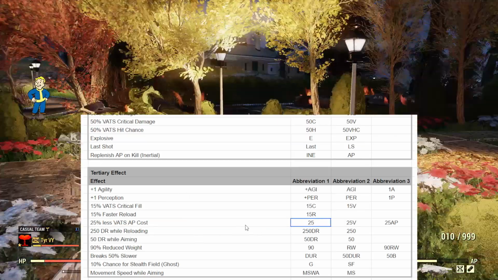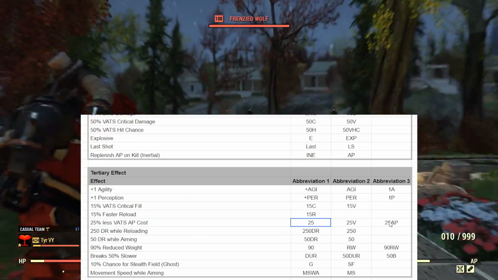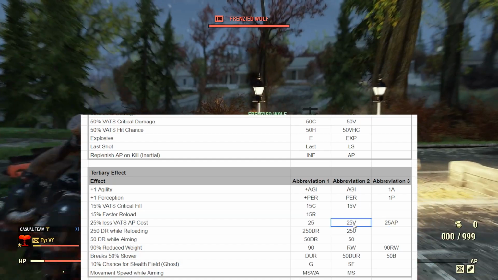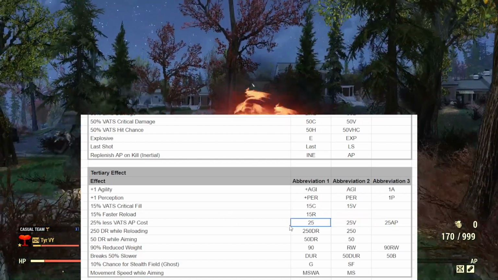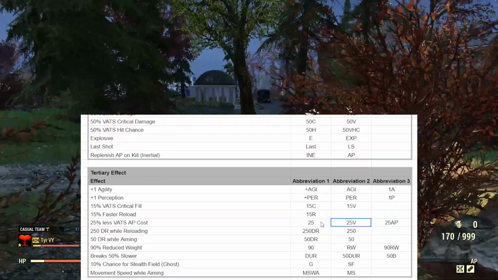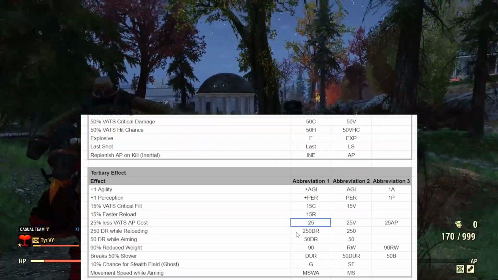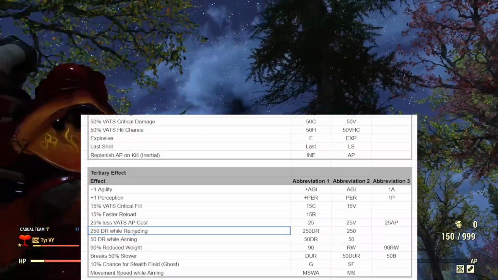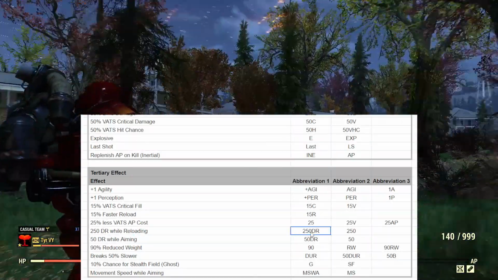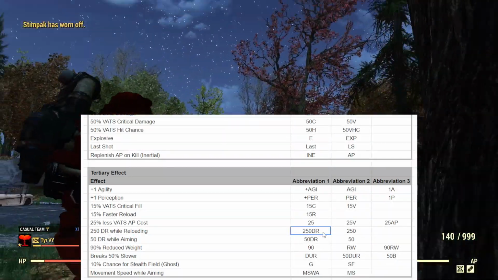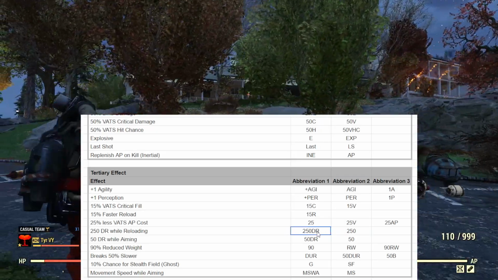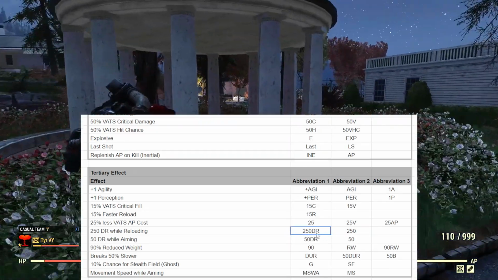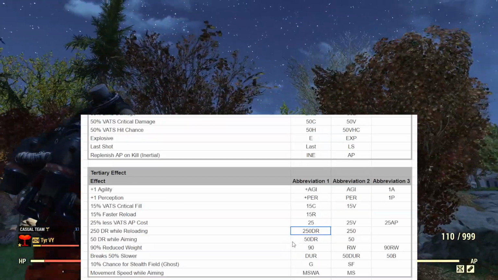For the third star effect, that means less VATS cost. However, you can use 25 AP or 25V, sorry. That makes sense as well. People will know what you mean, but 25 just rolls off the tongue. It's much better. Then we have 250 DR while reloading. This is almost always just written as 250 DR or 250. Both work. You're not going to mistake that for anything else. 250 DR just seems more prim and proper though, so I'd use that.